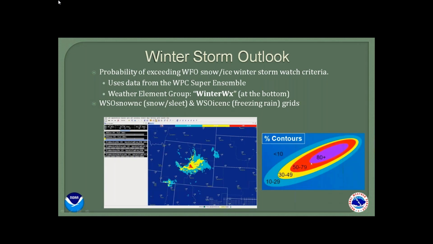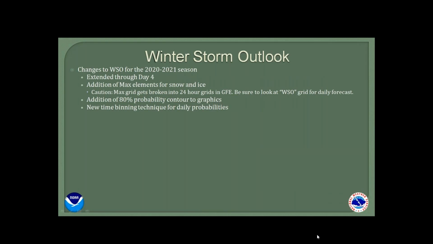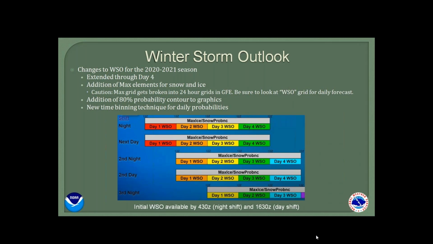And I just wanted to highlight, I'll mention on the next page, but they have added an 80% contour for this winter season. That's shown in the magenta, but it's customizable per office. They kind of wanted to give a next level up besides just 50+%. Okay, here we go. So again, for changes for the new season, they have extended the WSO through day 4 to bring it out a little bit more.